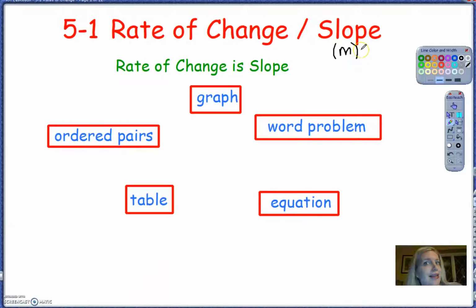I know it sounds funny that it's m. I wasn't involved in the choosing of it, but that is the letter that we use for slope.